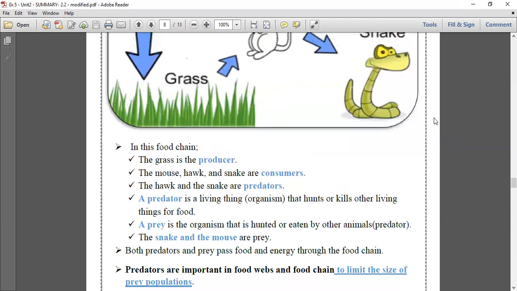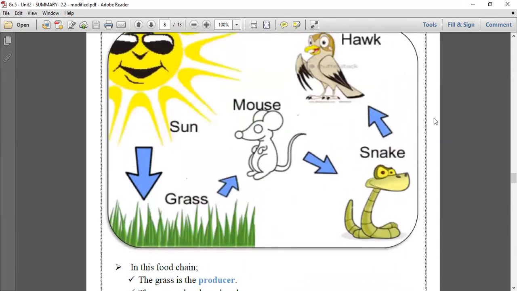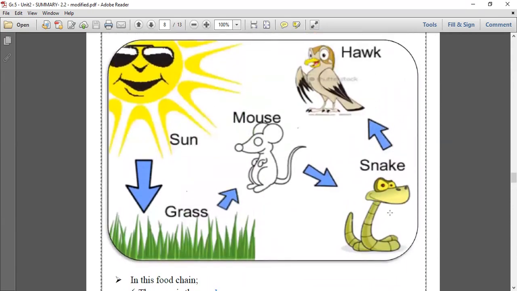Look at this picture right here. I need to tell you something: the snake, for example, in this picture right here, can be a predator and a prey. How come? The snake is the predator that eats the mouse, so it's a predator. And the snake is eaten by the hawk. In this case, the snake is the prey. So an organism can be a prey and a predator.